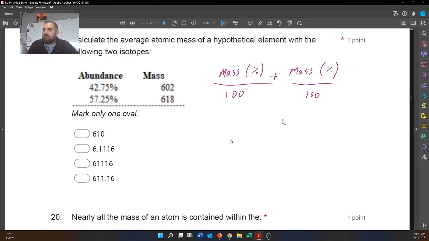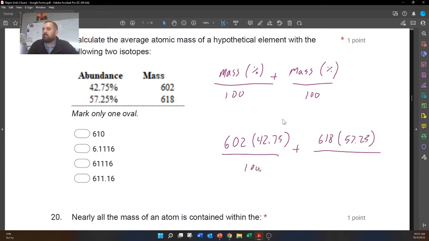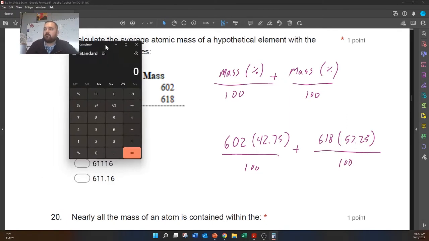So in this case, it's going to be 602 times 42.75 plus 618 times 57.25, and then we're going to divide by 100. So I'm going to do that on my calculator. So 602 times 42.75, that gives us this number. We divide by 100, and then that's 257.355.